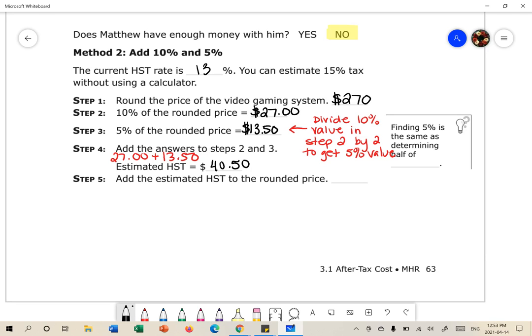Add the estimated HST to the rounded price. So our rounded price is $270. I'm going to add $40.50 to that. That'll equal $310.50.